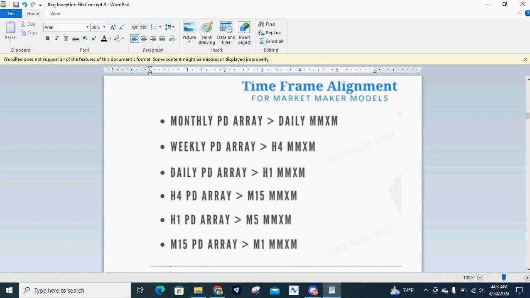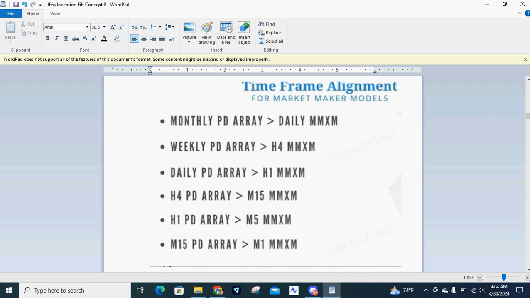Here's what I mean. You can use the 15 minute to find out what's going on in the 1 minute. To enter on the 15 minute, you use the 4 hour. To enter on the 1 hour, you use the 4 hour. To enter on the 4 hour, you use the daily, and to enter on the daily, you use the weekly. Vice versa, you use the 1 minute to find what's going on in the 5 minute, and the 5 minute to see what's going on in the 15 minute, and the 15 minute to the 1 hour. Or you could do it this way.